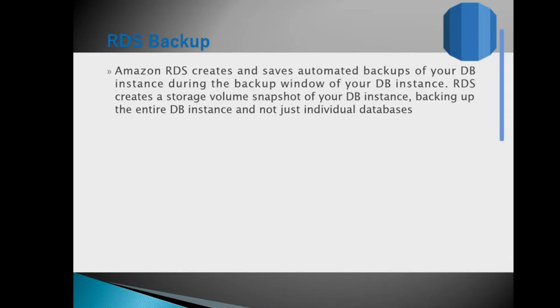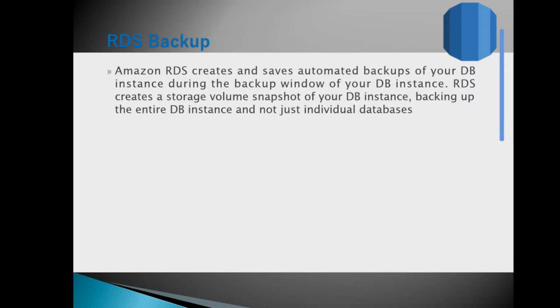Amazon RDS creates and saves automatic backups of your database. So there is a functionality where the backups are taken on a regular basis automatically. There is an option where Amazon will take backup automatically for you. RDS creates and saves automatic backup of your database instance during the backup window of your DB instance.